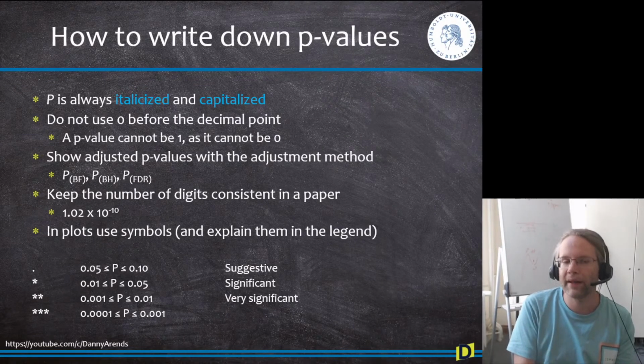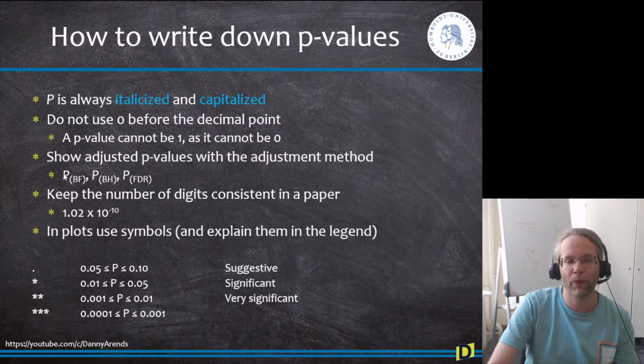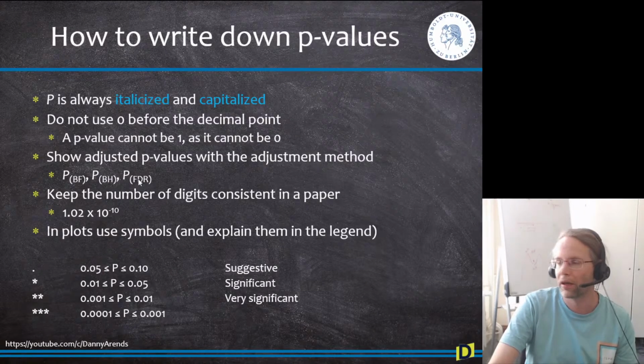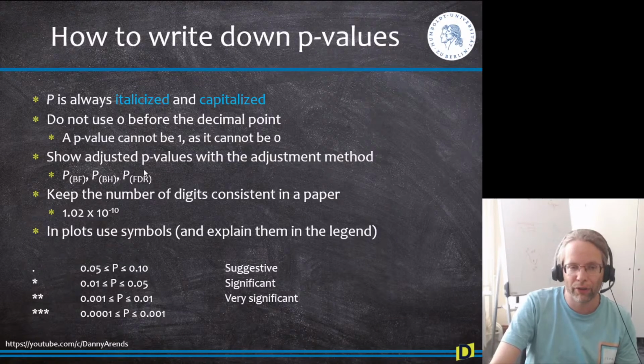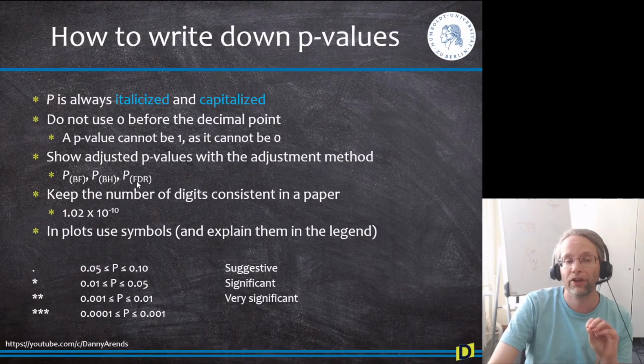So if you write down a p-value which you have adjusted, write it down and show the adjustment method. So you write PBF for P Bonferroni. You write PBH for P Benjamini-Hochberg. You write PFDR when you use the FDR method to correct your p-value. So always when you write down a p-value, italicize the P, capitalize it, and in lowercase, when you have adjusted your value, tell the reader what adjustment method you used.